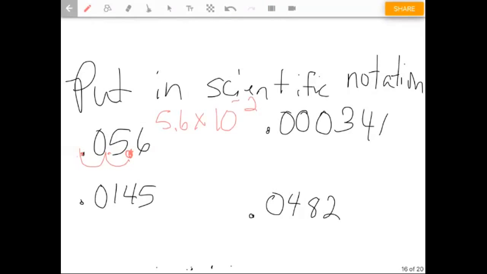0.0145. If I put the decimal between the 1 and the 4, I'd have 1.45, which is between 1 and 10. And then to get this back to where it originally was, I have to move left 2, so it'd be times 10 to the negative second.